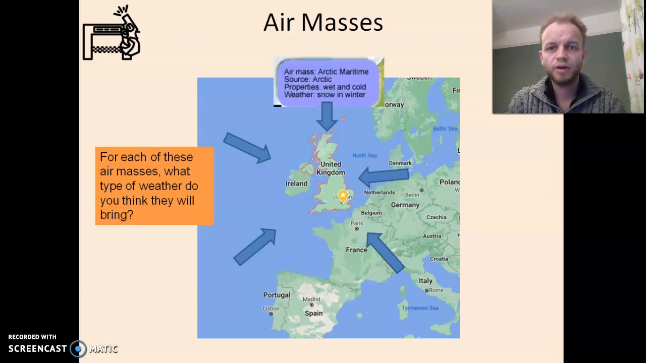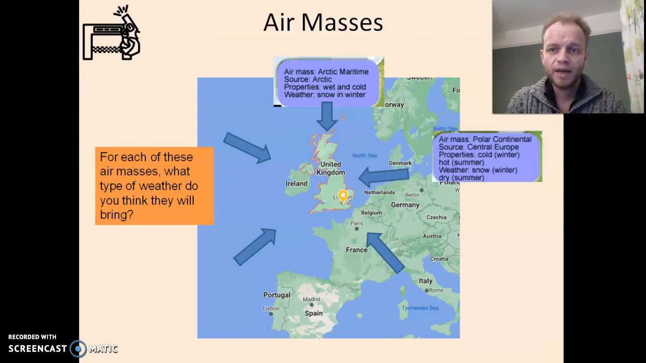Okay, so Arctic maritime properties, it's wet and cold, we mentioned that. So during the winter we get snow coming from that air mass. At the moment we have a very cold season this week, and that's bringing us some very cold weather from Europe, and so it's bringing us this cold air that we've got.